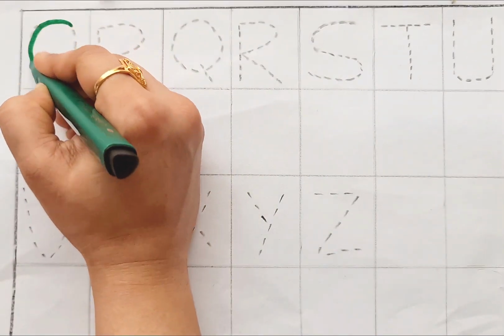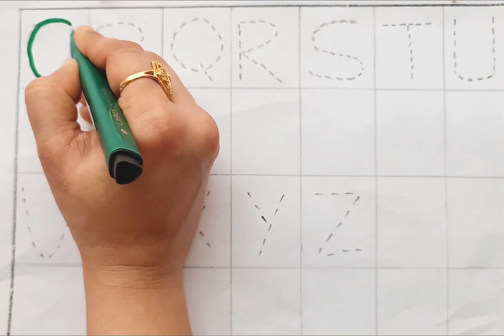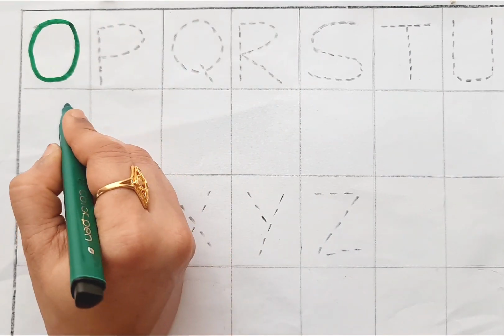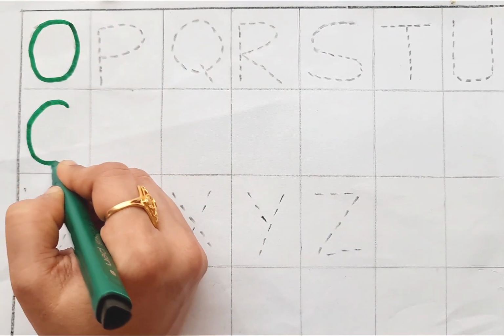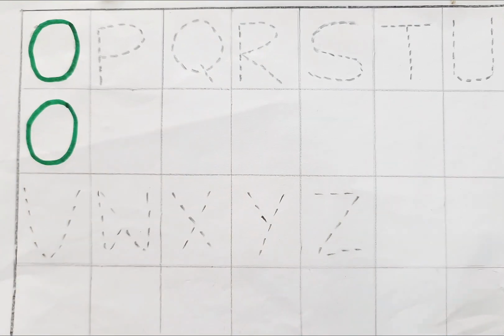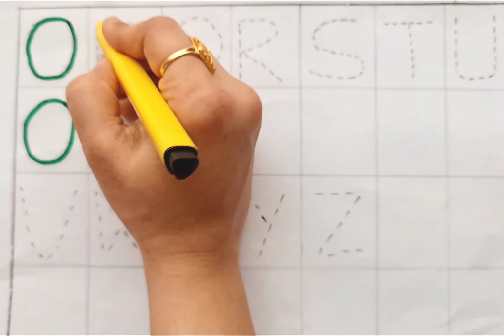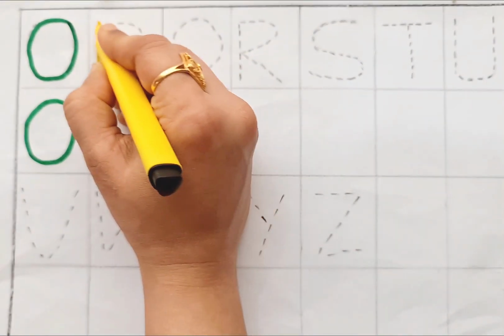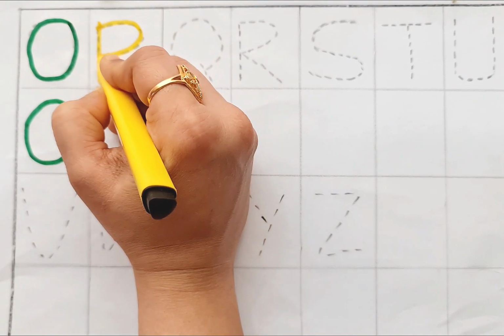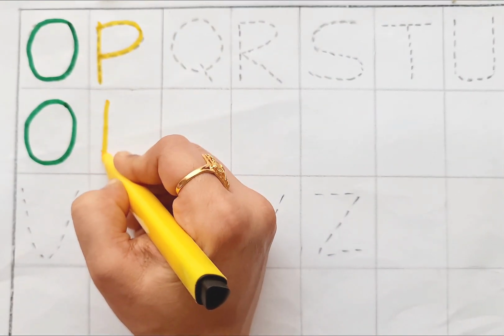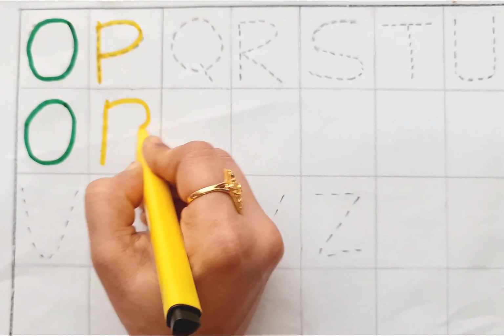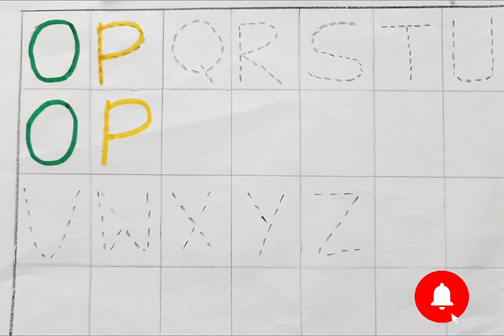Green color. O. O for ox. O. O for ox. Yellow color. P. P for parrot. P. P for parrot.